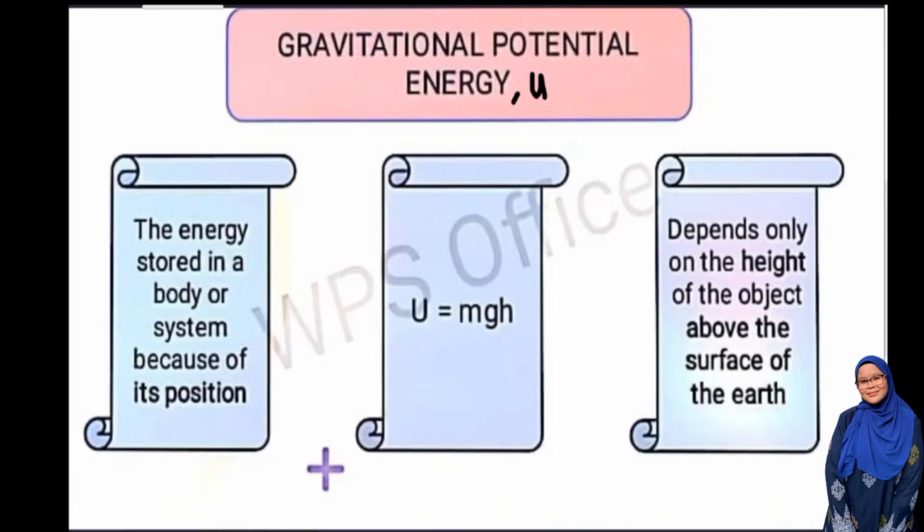We move to the gravitational potential energy, which is U. Okay, the definition is the energy stored in a body or system because of its position. So basically, the energy in a body, it depends on its position. So the equation for gravitational potential energy is U is equal to mgh. M is mass of the object, G is gravitational acceleration, H is height from its initial position. So gravitational potential energy depends on the height of the object above the surface of the earth.